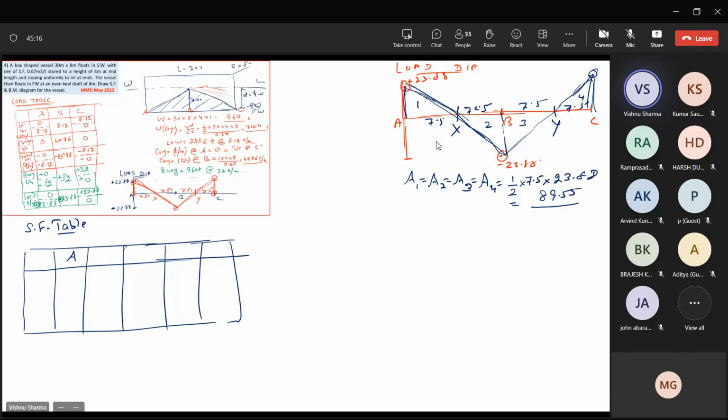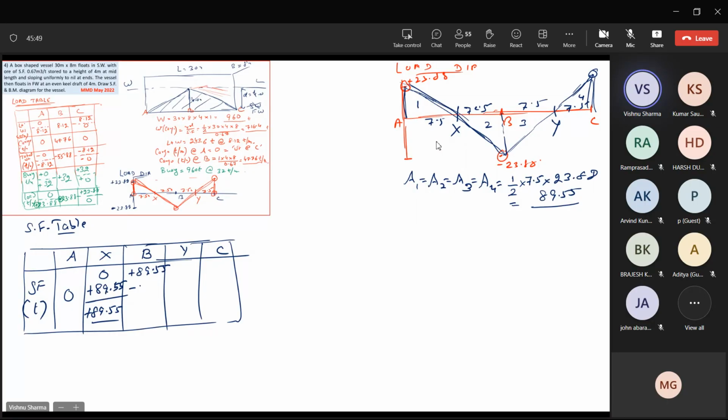Sequence will be A, then X. Be careful from the diagram, guys. B, Y, and C. This will be SF in tons. Area under the load diagram to the left of A is 0. To the left of X, the change is plus area of the triangle, that means plus 89.55. We carry forward plus 89.55.